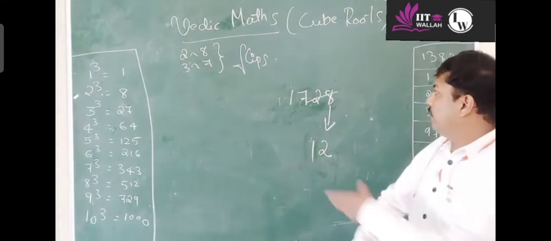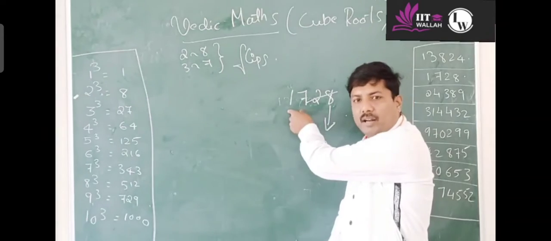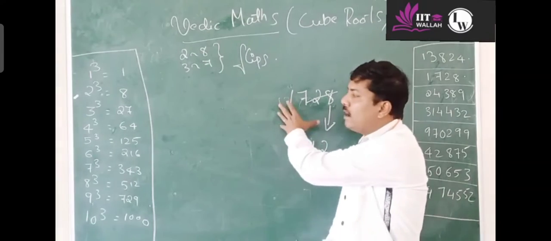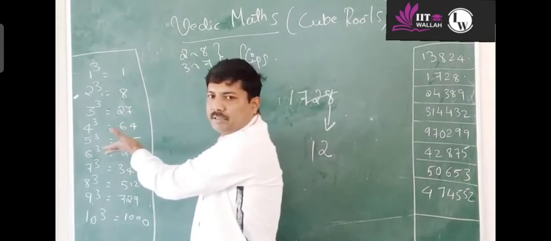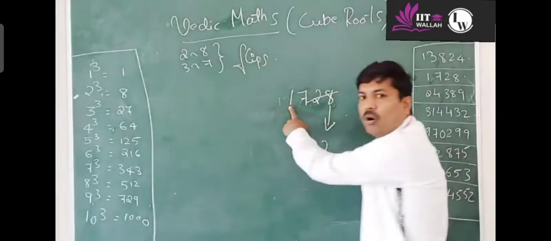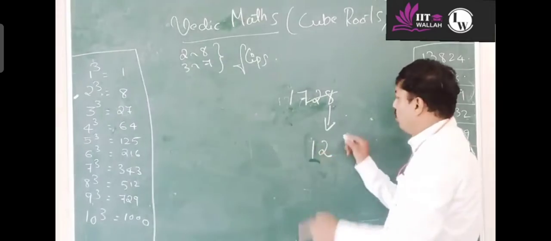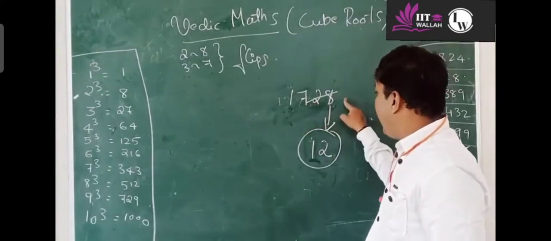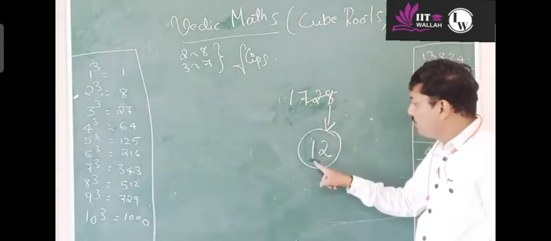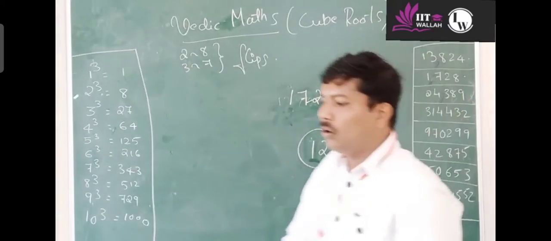Okay? So if the remaining number is already a perfect cube, then you don't need to think about the nearest cube, because this number already is a cube. So the cube root of 1 is 1. So the cube root of 1728 is nothing but 12. Okay.